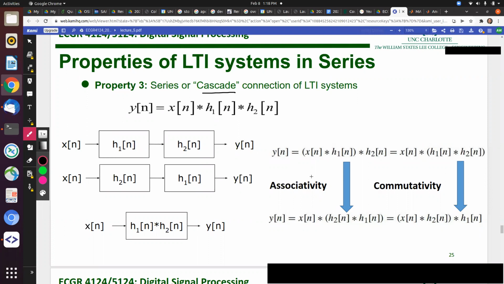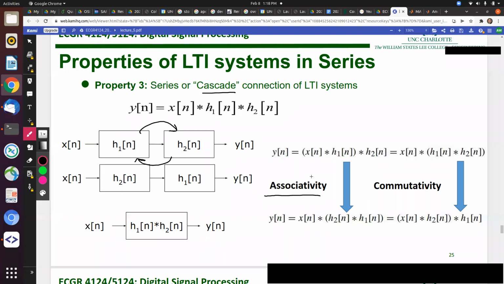Or if we swap H1 and H2 around, so if we take this one and put it here, and this one and put it there, we get this system here. The net effect of these two systems in cascade does not depend upon the order the systems appear. So x convolved with H1 convolved with H2 is equivalent to x convolved with H2 and then convolved with H1. That is the associative property. It doesn't matter the order in which you associate x's to h's. And there's a combination of the commutative property in there too.